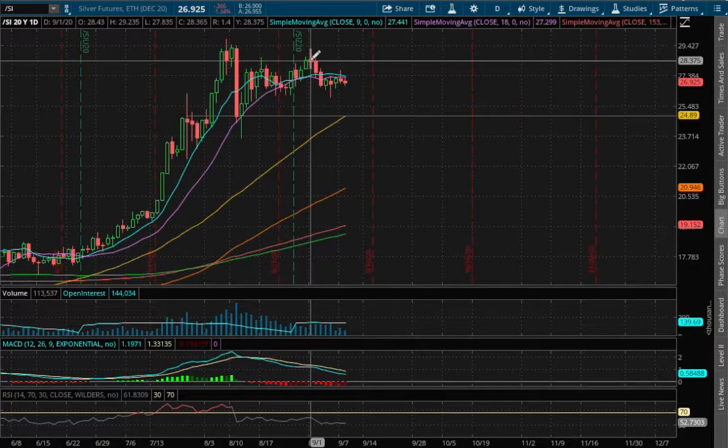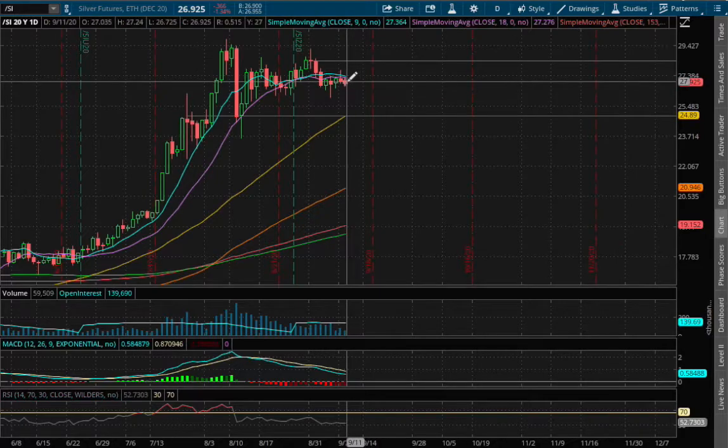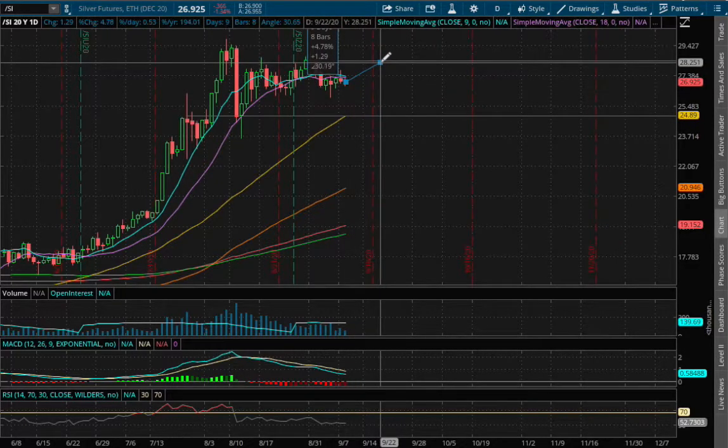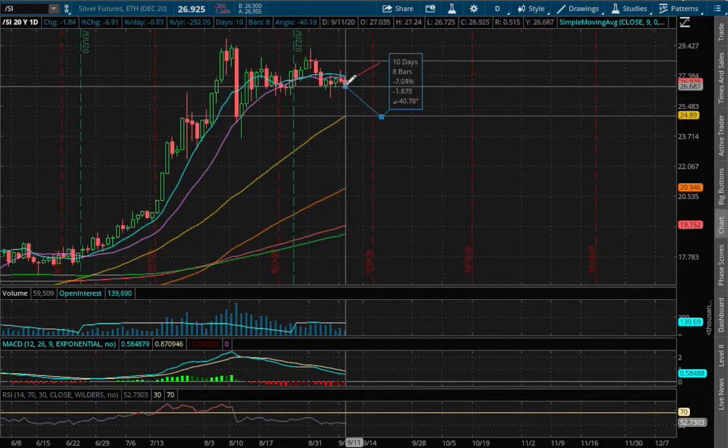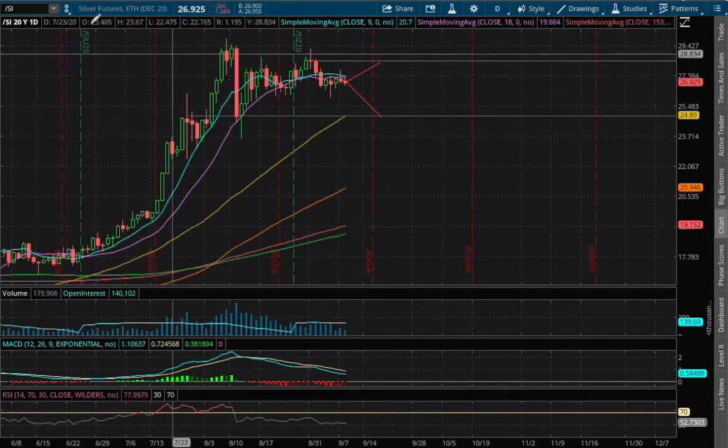On the other hand, if we do reverse higher, the next resistance will be around $28.38, as indicated back on September 1st. If we do move up higher, that price movement is roughly around 4.8%, and to the downside, that price movement is roughly around 7.8% as well.